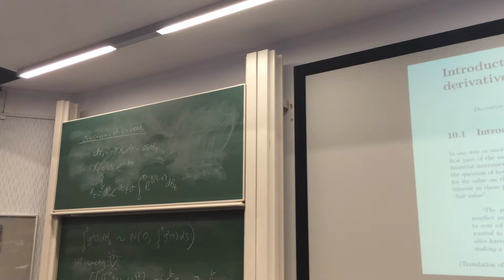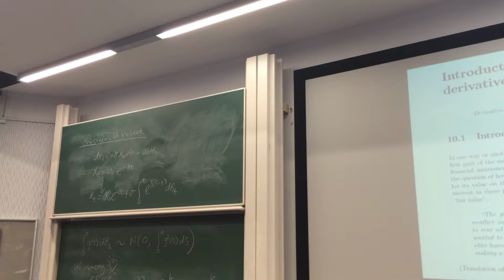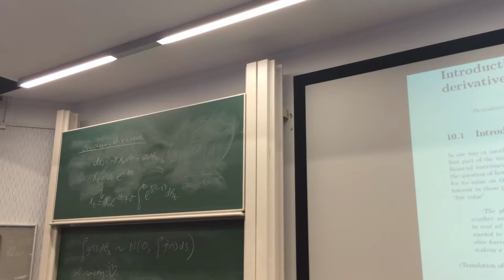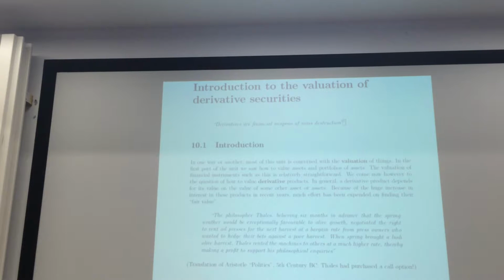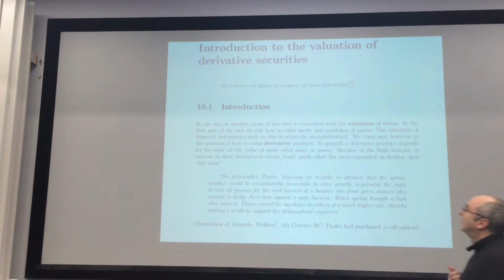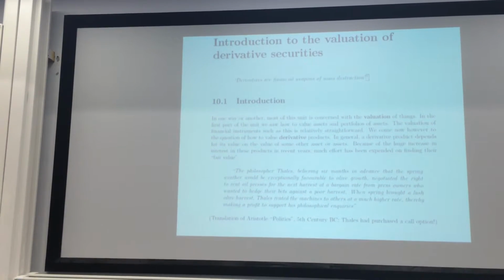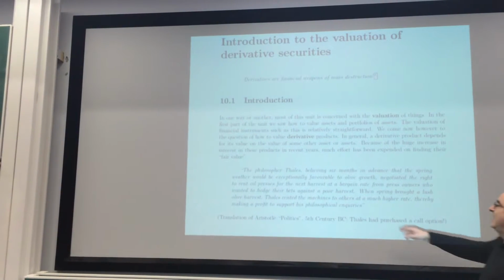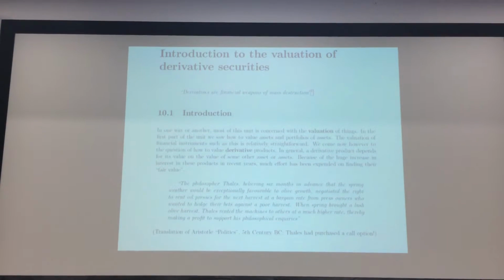Right. So there's the statement up there that they're the financial weapons of mass destruction, from Warren Buffett, of course. But one of the first examples of a derivative comes from ancient Greece, actually. And Thales, not the arms company, but the philosopher, believed that spring weather would be exceptionally favourable to olive growth. So he negotiated the right to rent olive presses for the next harvest at a bargain rate from the press owners who wanted to hedge their bets against the poor market.